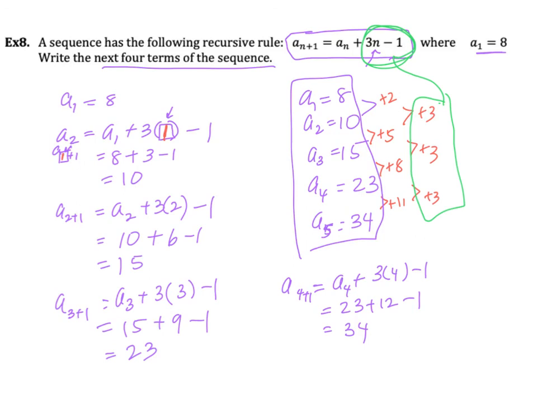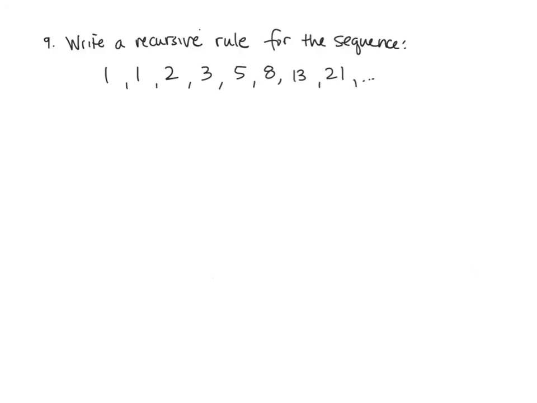All right, moving on. Our last one. Last one here, write a recursive rule for the sequence. So this is called the Fibonacci sequence. Fibonacci starts with 1, and then it goes to 1, then 2, 3, 5, 8, 13, 21. What do you notice is happening?